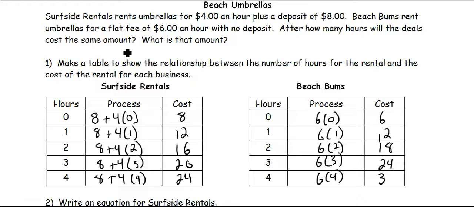Oh, I got these all one off, didn't I? So hopefully you weren't copying me exactly. That would be 0, 6, 12, 18, and 24. So we can already see that at 4 hours it costs $24 for Surfside, and 4 hours costs $24 for Beach Bums. So we already answered our question.